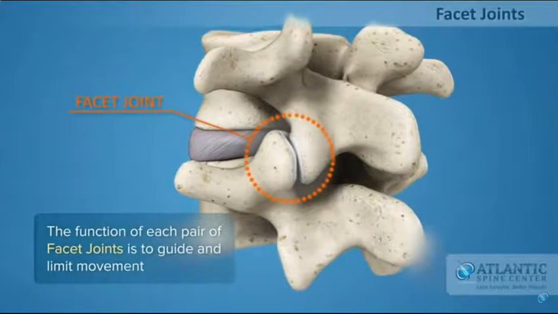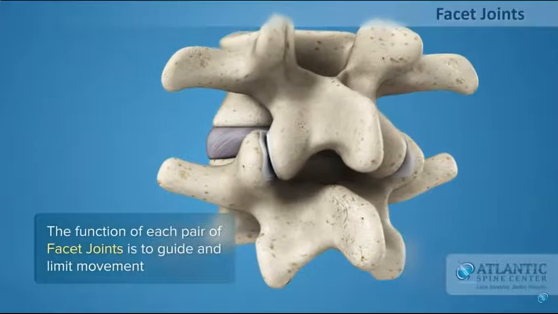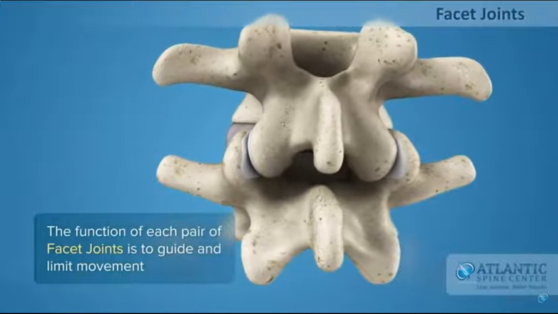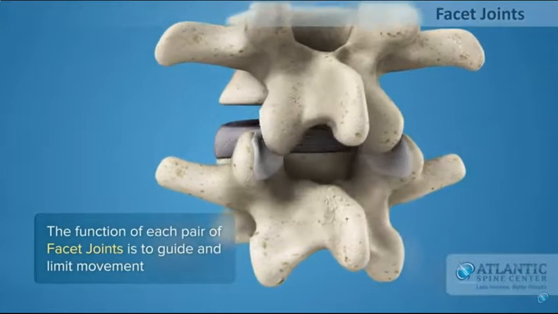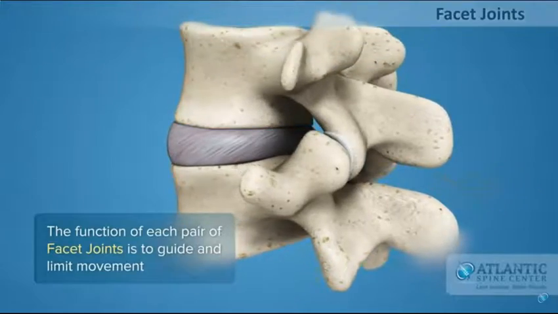Each disc works in concert with 2 facet joints, forming a spinal motion segment. The biomechanical function of each pair of facet joints is to guide and limit the movement of the spinal motion segment. The surfaces of the joint are coated with cartilage that helps each joint move smoothly.